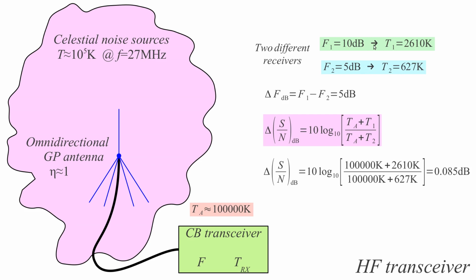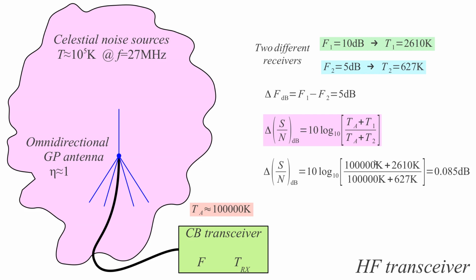Now we have two different receivers, two different citizen band radios. One has a noise figure of 10 dB and the other has a noise figure of 5 dB. So the difference in the noise figure here is 5 dB. But what are the corresponding noise temperatures? The noisier receiver is 2600 Kelvin and 600 Kelvin is the lower noise radio. But we have 100,000 Kelvin from the sky received by our antenna.